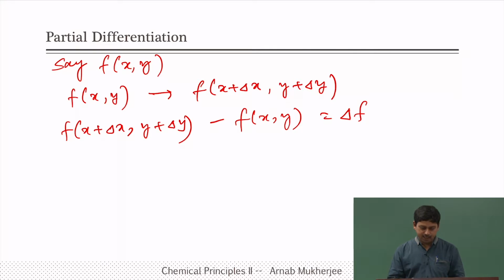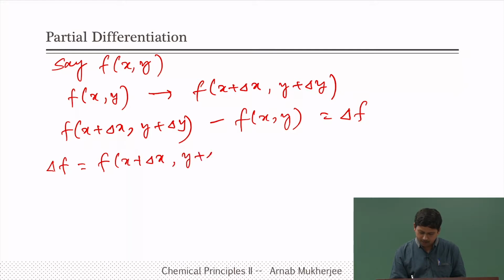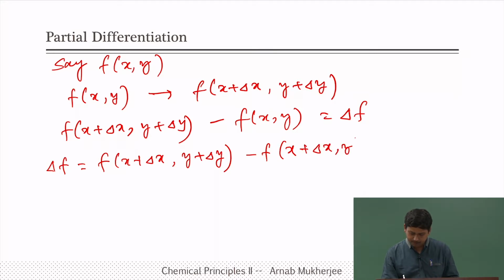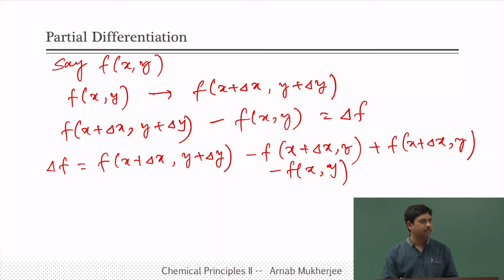So, we can write the difference like that, and then we want to add and subtract a particular quantity. So, we write delta f as f(x + delta x, y + delta y), and then we are going to add and subtract the quantity f(x + delta x, y). Since we are adding and subtracting, it does not make any difference, it remains the same, correct, because we just added this and subtracted the same quantity, so delta f remains the same. Now, we are going to put them in a bracket.